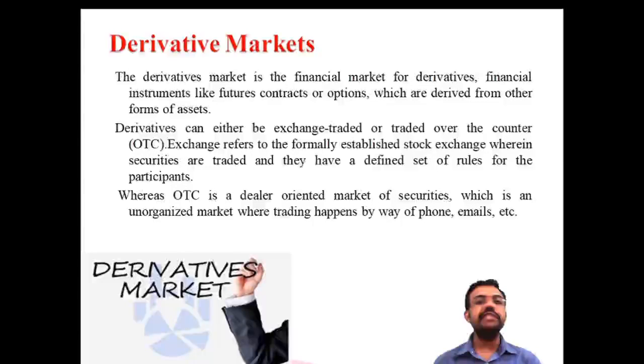So what is the derivative market? The derivative market is a financial market for derivatives. That means future, option, swap transactions take place, and the market is known as the derivative market. There are basically two categories of the derivative market: one is the exchange traded market, another is the OTC market.